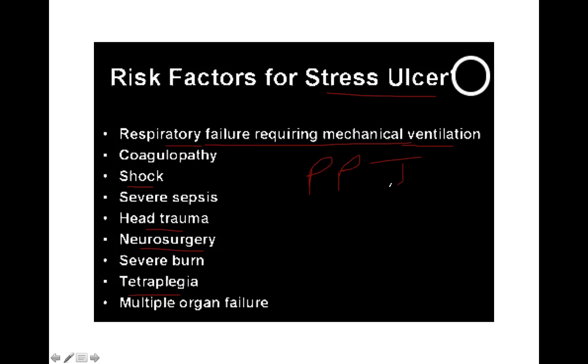But this is the most important risk factor. If you are asked which of these patients requires PPI urgently, or requires PPI for a very long duration of time, or which is the most important risk factor, then it is mechanical ventilation. This is a question also in a few of the Q banks. This is the most important risk factor, mechanical ventilation for more than 48 hours, okay.